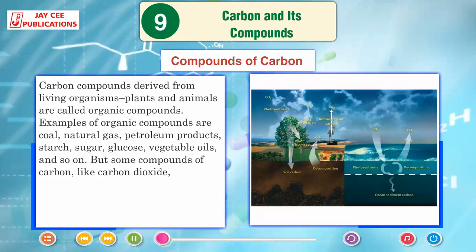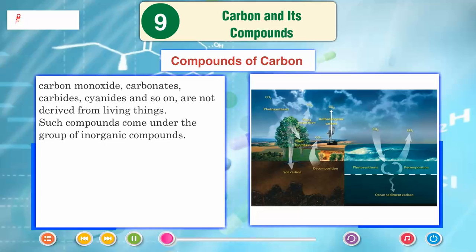Carbon compounds derived from living organisms, plants and animals are called organic compounds. Examples of organic compounds are coal, natural gas, petroleum products, starch, sugar, glucose, vegetable oils and so on. But some compounds of carbon like carbon dioxide, carbon monoxide, carbonates, carbides, cyanides and so on are not derived from living things. Such compounds come under the group of inorganic compounds.